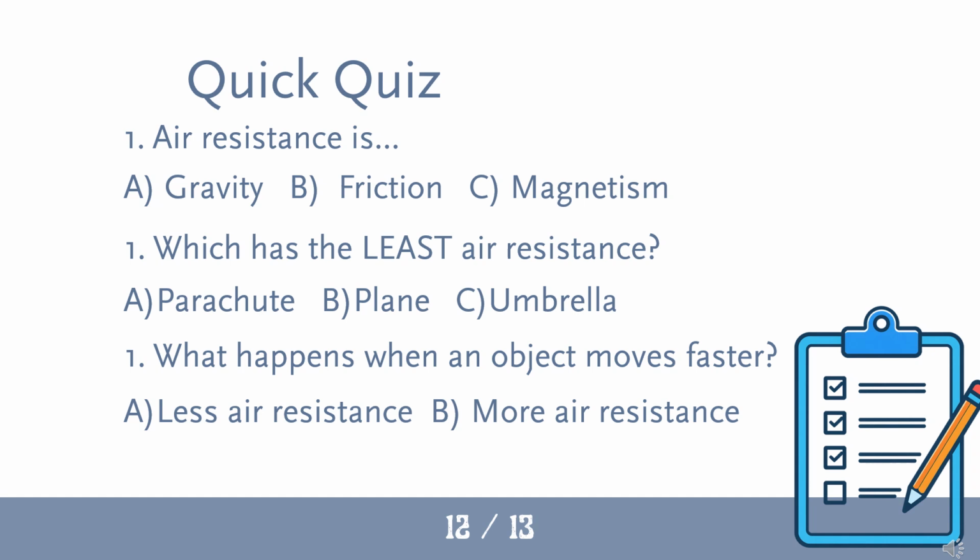Question 1. Air resistance is a type of A. Gravity, B. Friction, C. Magnetism. The answer is B. Friction. Question 2. Which object has the least air resistance? The answer is the airplane because it is streamlined. Question 3. What happens when an object moves faster? Correct. It experiences more air resistance.